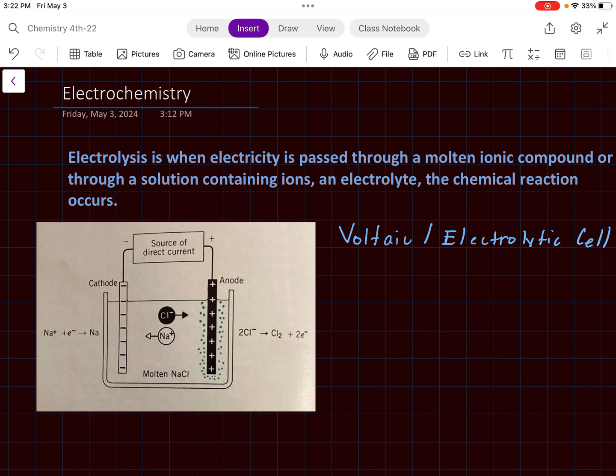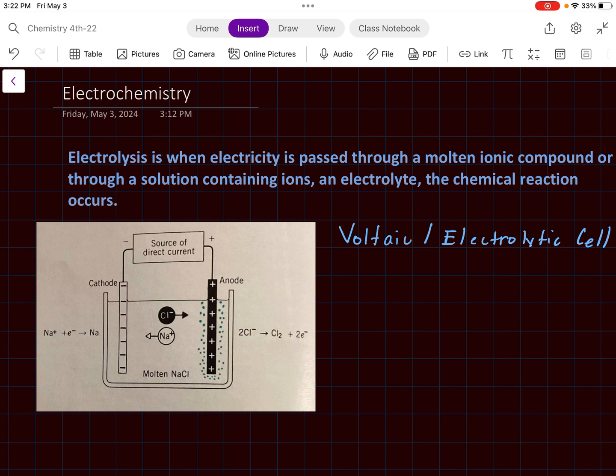Electrolysis is when electricity is passed either through a solution or a molten ionic compound or an electrolyte, and this is where a chemical reaction occurs. What you see here in the image is an example of a voltaic or an electrolytic cell. So here's the way it basically works, okay?